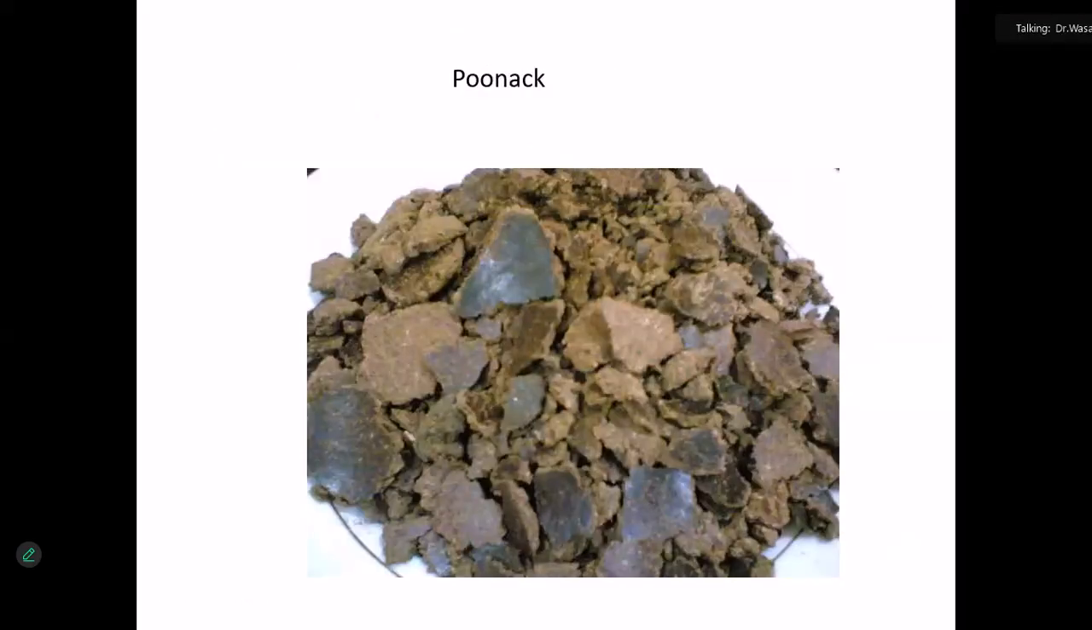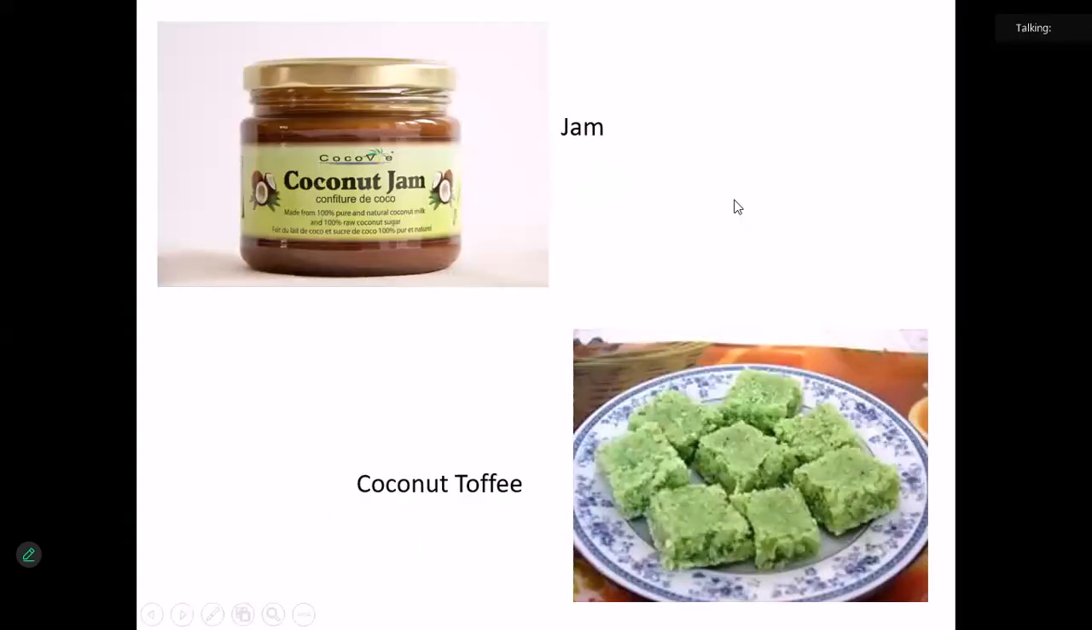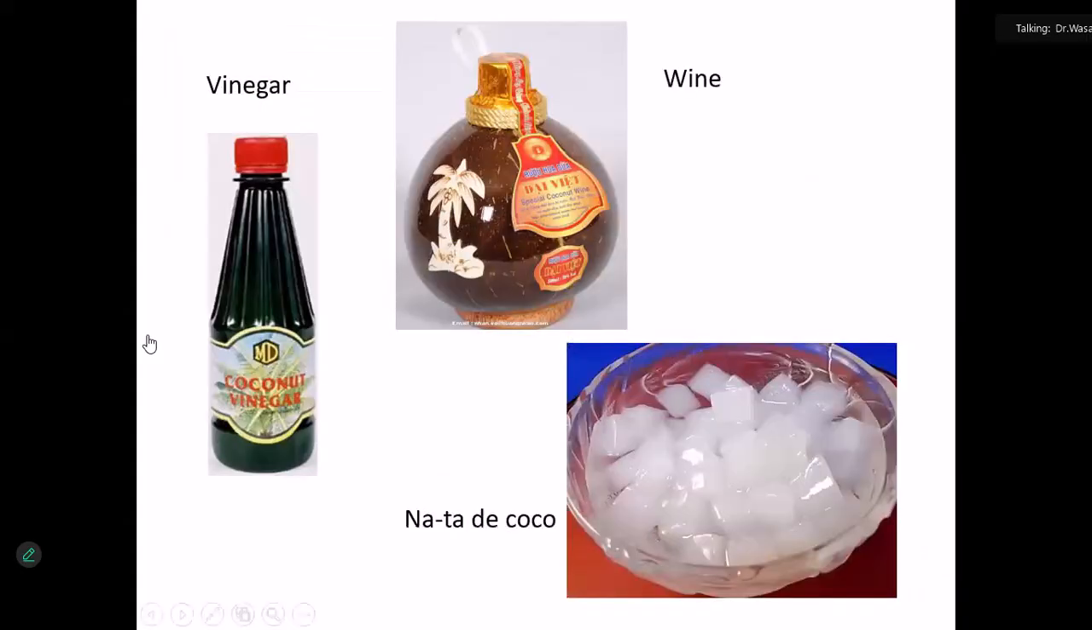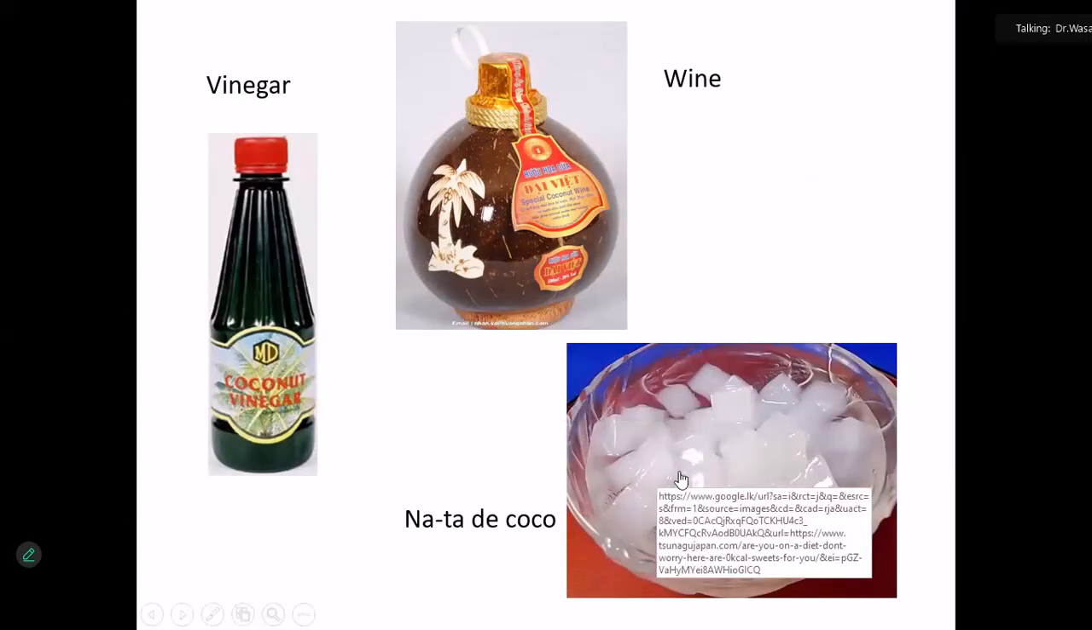Then punak: after extracting coconut oil, the residue is called punak. Then different food items: coconut jam, coconut coffee, coconut wine, vinegar. This is nata de coco. Nata de coco means you can put coconut milk and ferment it.